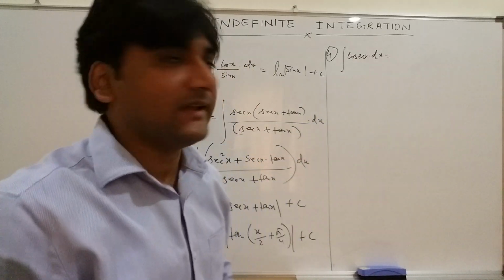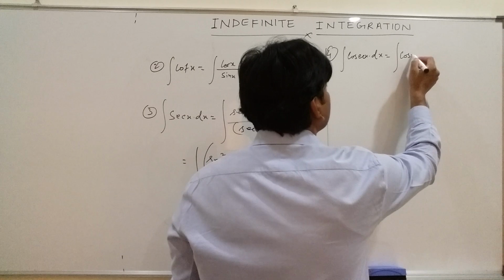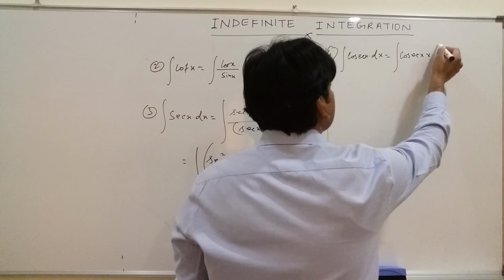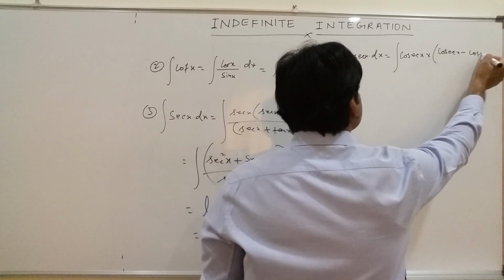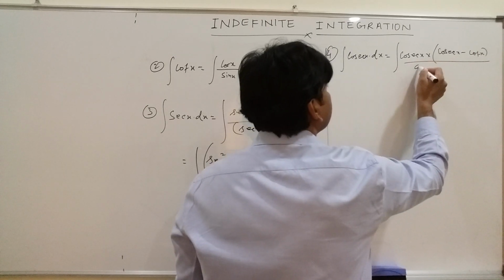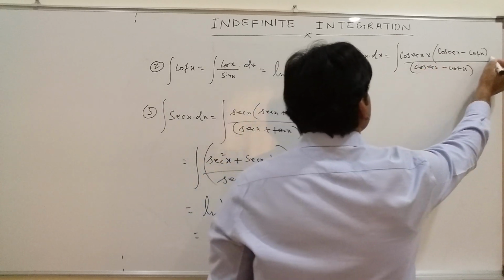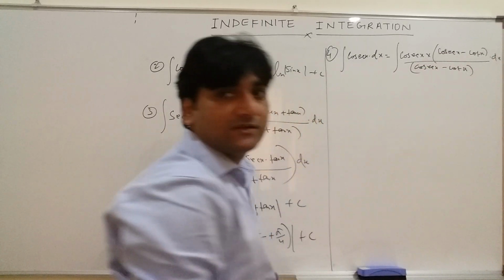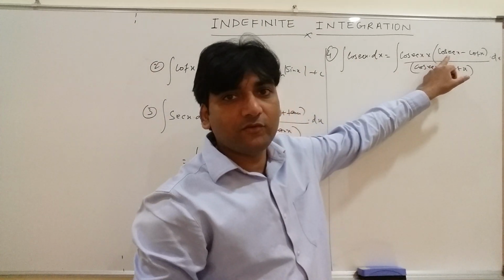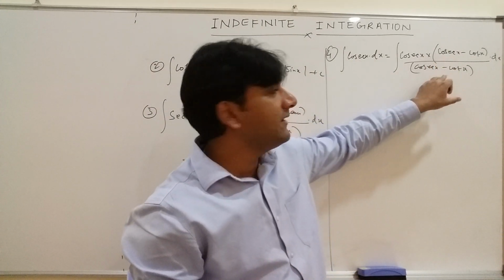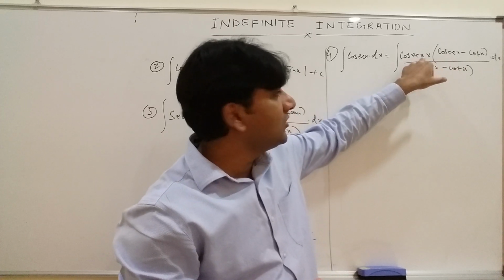Now, integration of cosec x. Here we can write cosec x times cosec x minus cot x over cosec x minus cot x and dx. Okay? This bracket I have added over here, I mean I have multiplied, then I have divided also. So these two brackets got cancelled, then I will get only cosec x.